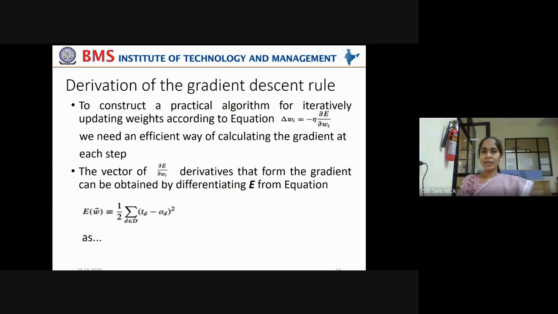Now, to construct a practical algorithm for iteratively updating weights according to this equation, delta Wi equals minus learning rate multiplied by the partial derivative, we need an efficient way of calculating the gradient at each step. For that, let us write some algorithm. The vector of these derivatives that form the gradient can be obtained by differentiating E from the equation. Let us take this equation and apply the partial derivative.